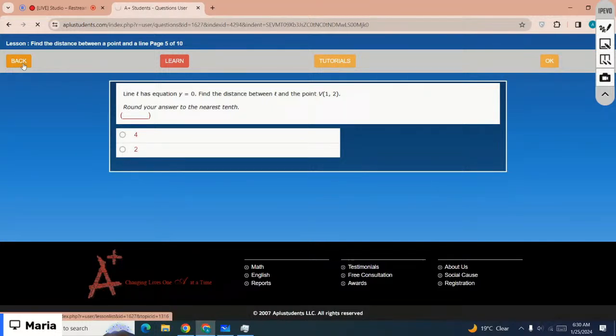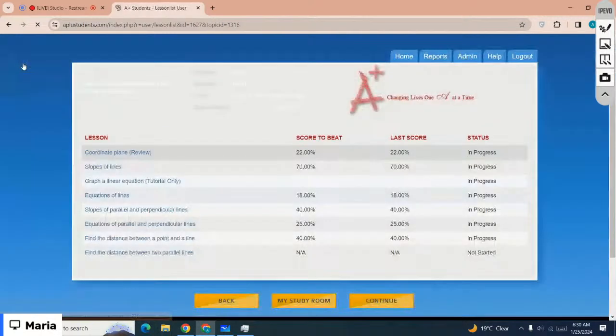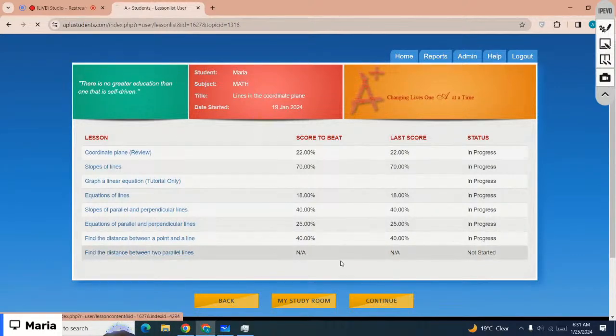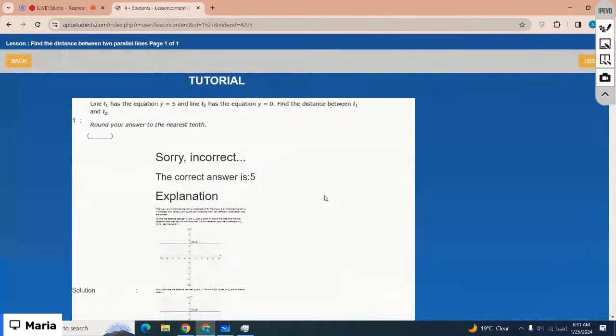And the next lesson is find the distance between two parallel lines. That is the last lesson from the chapter. Find the distance between two parallel lines. Okay. Line L1 has the equation y equals 5 and line L2 has the equation y equals 0. What is the distance between L1 and L2? You have to calculate the distance between line L1 and L2.